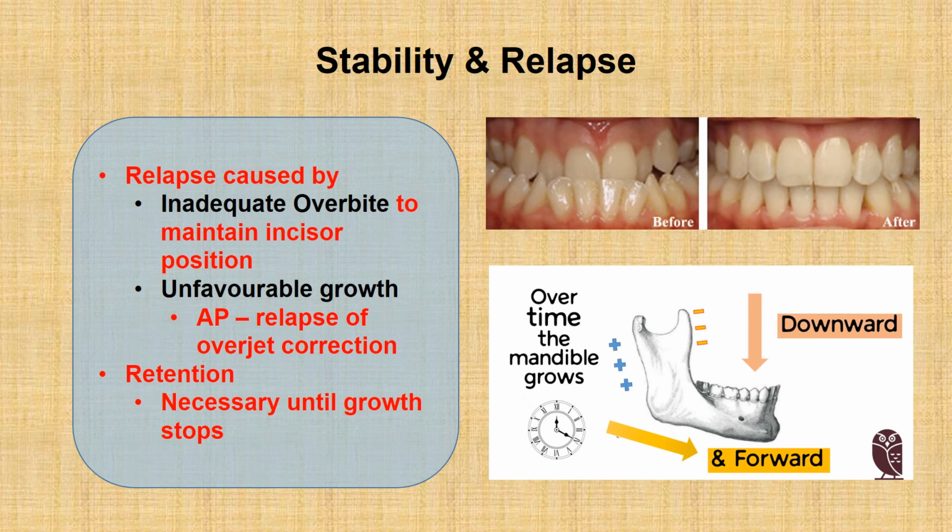Now, relapse in the correction of class 3 is usually caused by an inadequate overbite post-treatment to maintain the incisor relationship, and there is continuing unfavorable growth, which in the AP direction tends to cause relapse of the overjet correction. Thereby, retention is necessary until growth is completed.